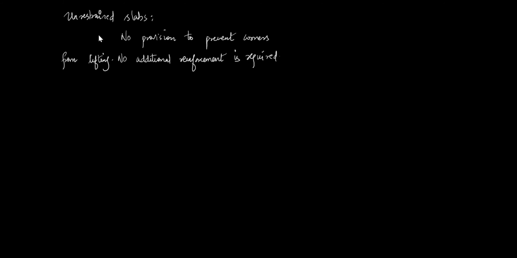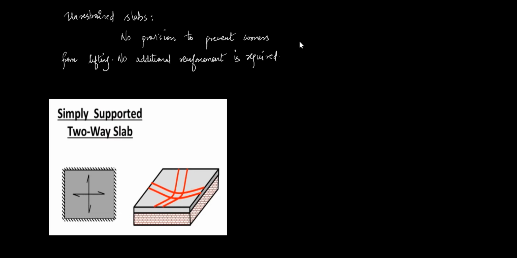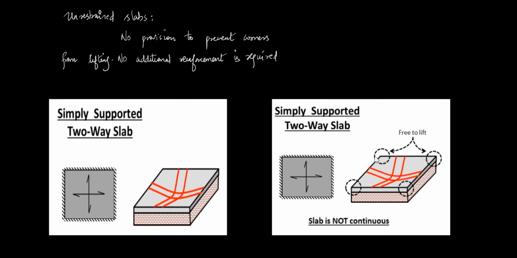That is simply supported or unrestrained slab. There is no provision to prevent the corners from lifting. That is, the corners are easy to lift. No additional reinforcement is required to arrest the lifting. You can see here a simply supported slab. If I am applying a load at the center, it is going to deflect like this. It is going to bend like this, and as a result, there will be a free lift at the top.